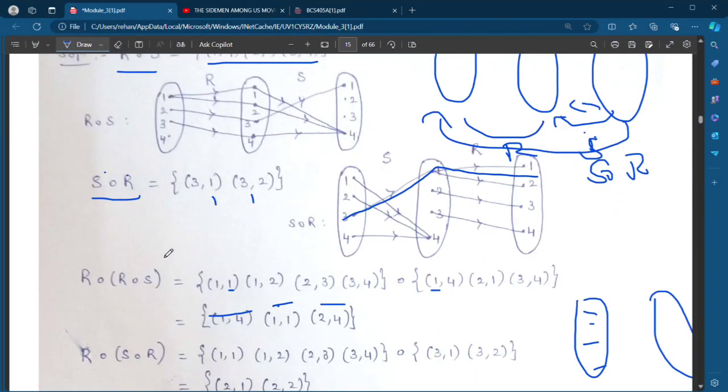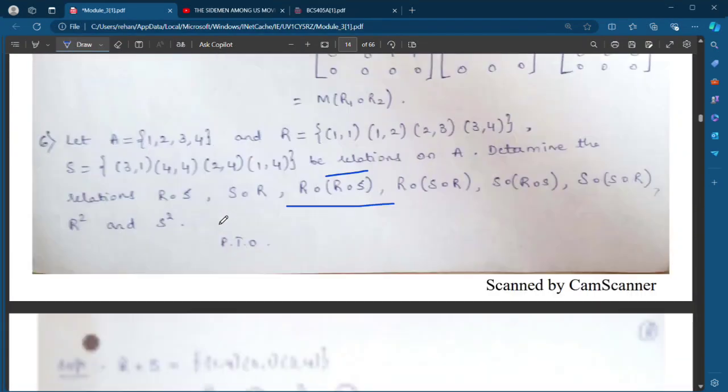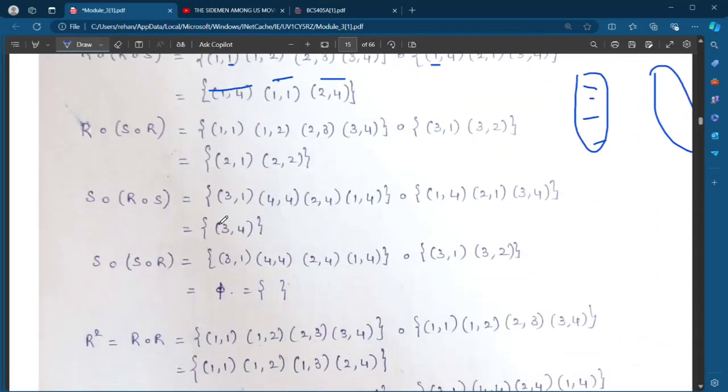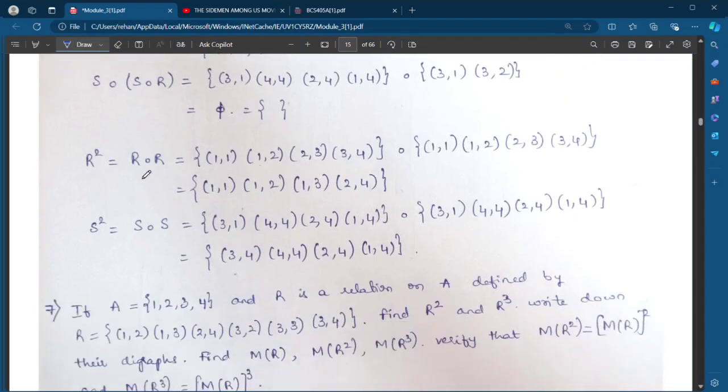Okay. Then R composition S, composition R. What is R in the form giving like that? Okay. I hope I have explained properly. Very simple, man. You don't have to break your head. You will understand this, right? Similarly, R square is nothing but R composition R from the given definition. Okay.